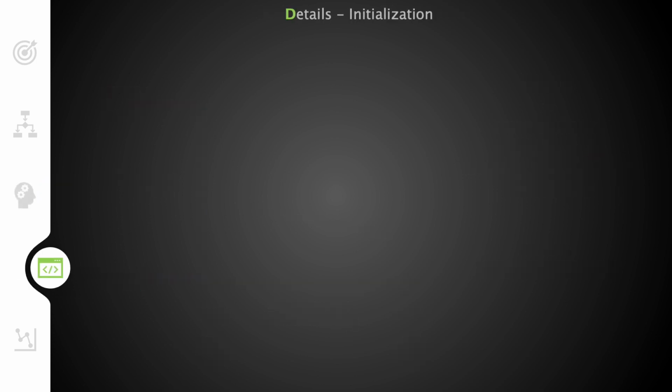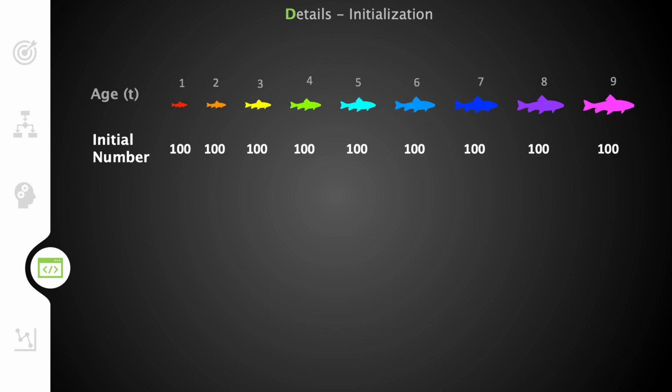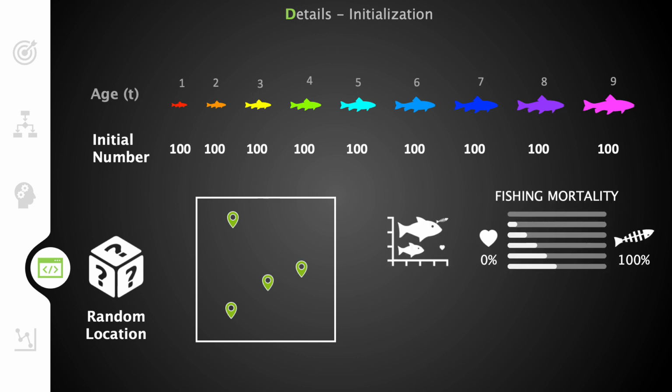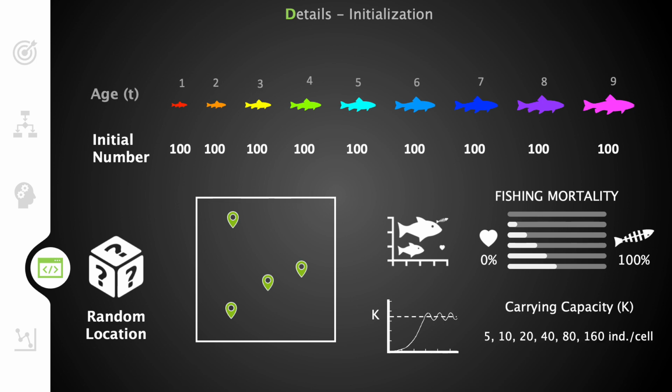Let's look at the initialization of the model. In the beginning of the simulation, 900 fish individuals, 100 individuals for each age class, are randomly located in the landscape. And 6 fishing scenarios of different intensities, including a baseline scenario of no fishing, are imposed on elder age classes at the end of each year. We run the simulations on a gradient landscape with 6 levels of carrying capacity.